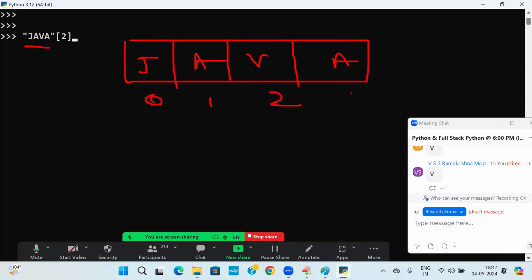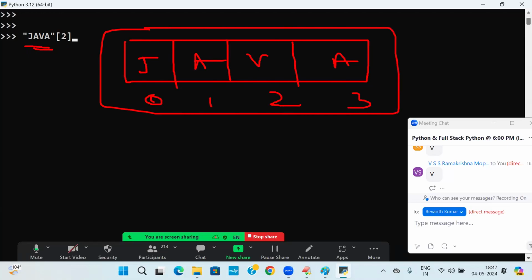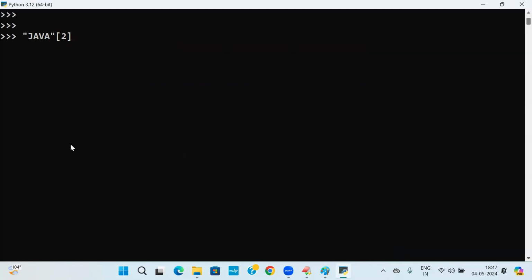They are asking 0, 1, 2, 3. What is this now? JAVA is a string. This is my diagram here. 2 they are asking. What is the value printed? V. Why tension? You need to answer carefully. No? 2. V is coming or not? Now I am saying minus 1. What is the answer? Come on. A. Now I am going to write minus 4. What is the answer? J. So simple. Are you following me?